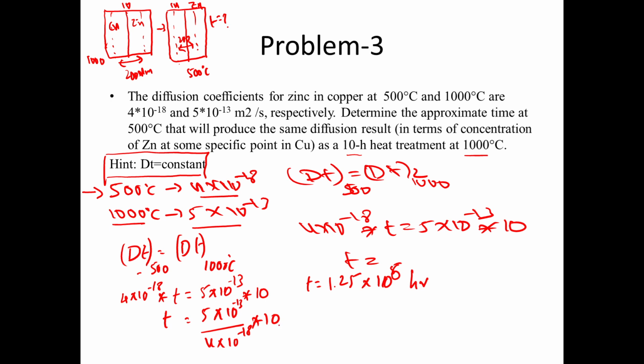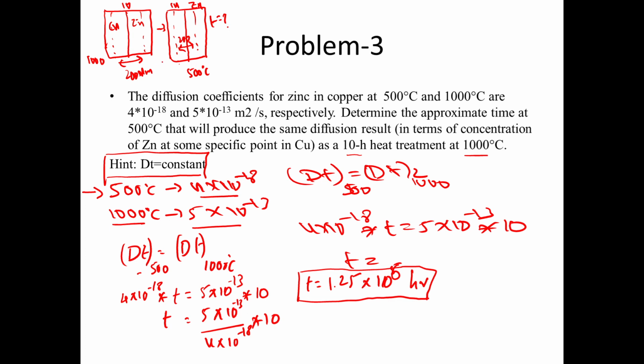See, why I have not converted this into hours: we are dividing a meter square by second by meter square by second, that cancels out and we'll get directly hours. So this is the correct answer. So what is the output that you will get from this one?